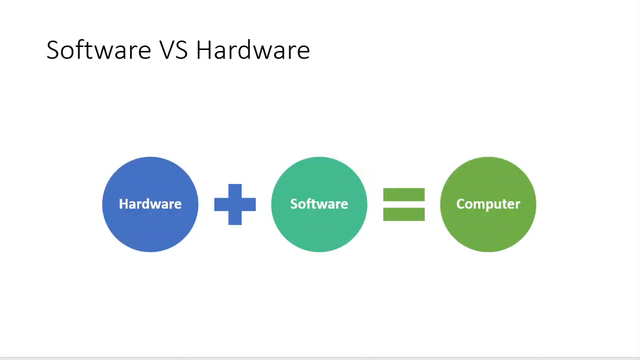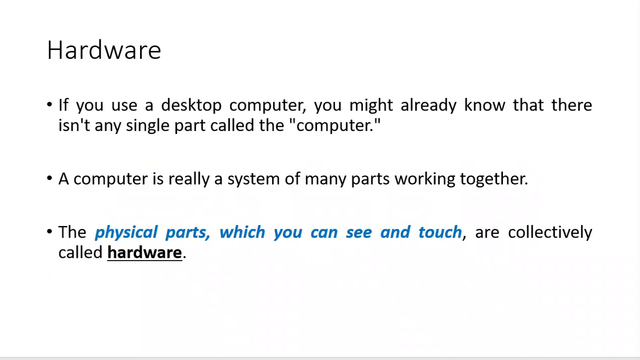So hardware plus software, finally we have a computer. So meaning that a computer should consist of hardware plus software. Cannot be any of them. Must be both of them. So hardware, if you use a desktop computer, you might already know that there isn't any single part called the computer. Kalau kita consider desktop, dia mesti ada CPU, ada keyboard, ada mouse, ada monitor. So a computer is really a system of many parts working together.